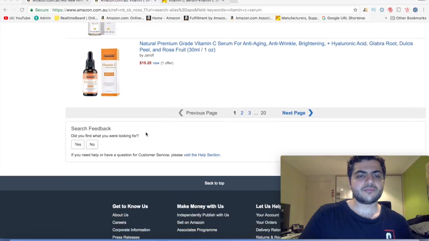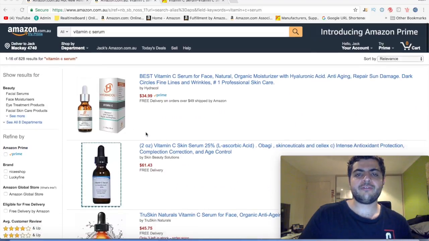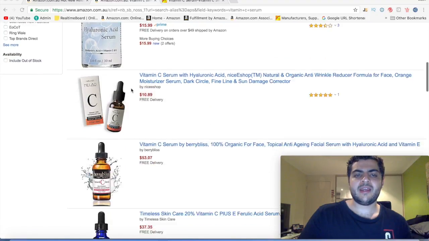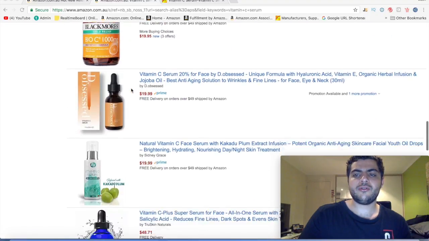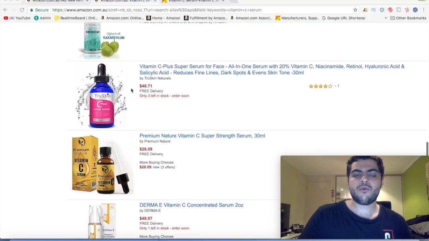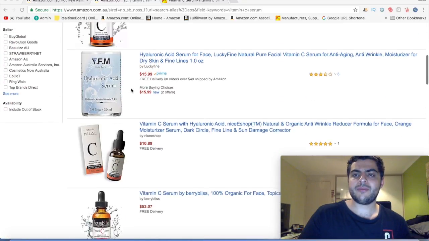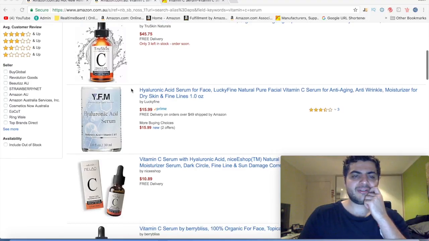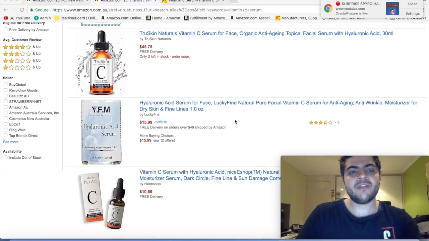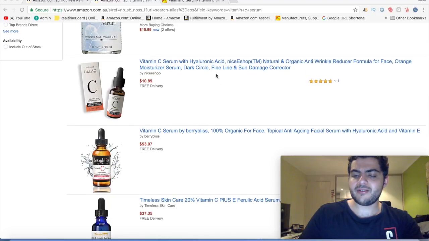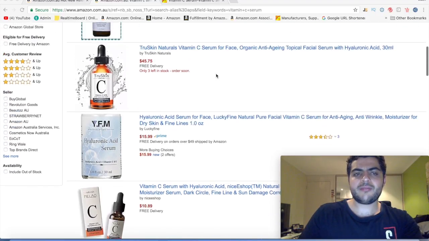So have a look, this is the first page. This is the very first page that came up for vitamin C serum, and there's 1, 2, 3, 4. So there's 4, maybe 5 with reviews, and that's pretty much it. So this isn't even a vitamin C serum. So you can just see the demand is there, but really the quality of product isn't.